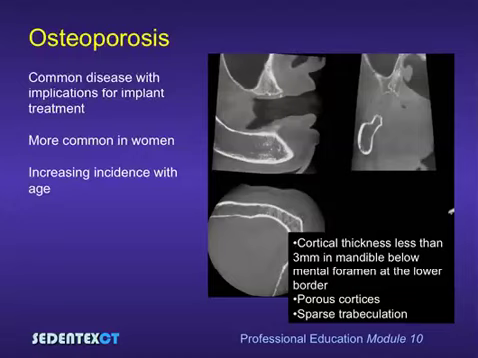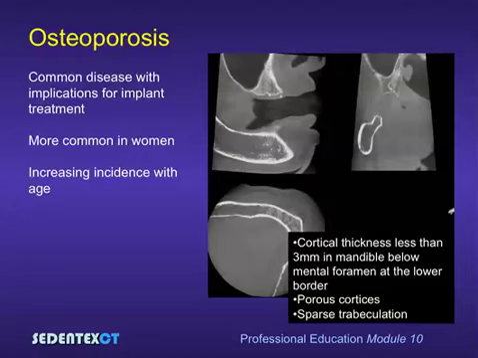A bone disease, which is particularly common and does have implications for implant treatment, is osteoporosis. It is more common in women and has an increasing incidence with age. On this scan volume that you see on the right, you can see the typical features of a patient who has osteoporosis. We have a very thin cortical layer around the mandible, and we have sparsity of the trabeculation within the mandible. It is important to recognize these features if you're carrying out implant treatment.